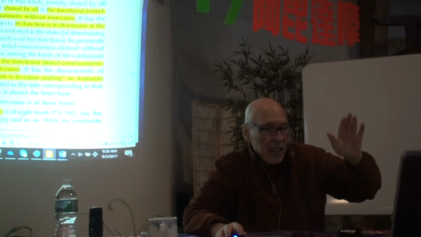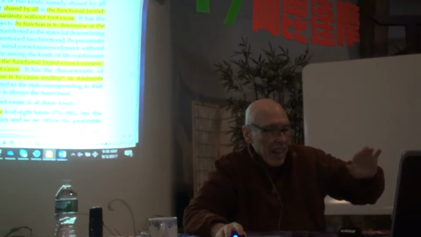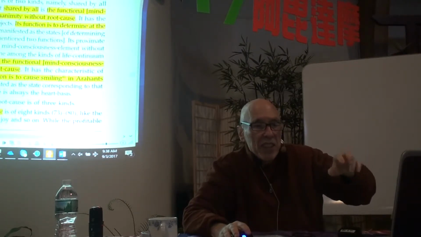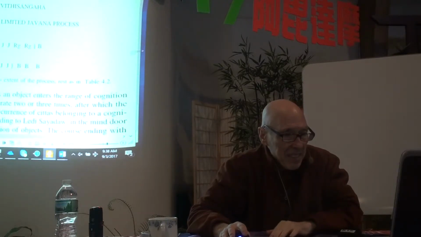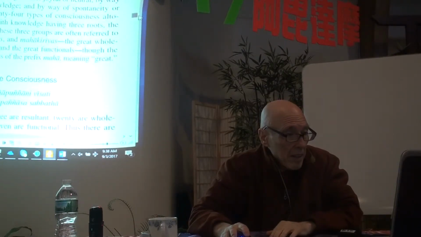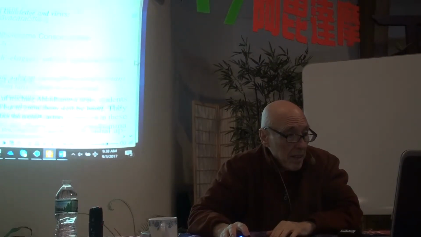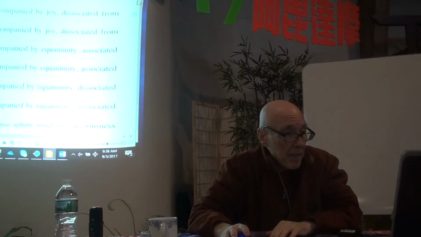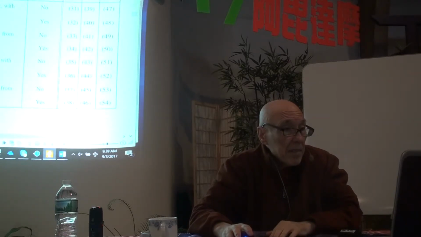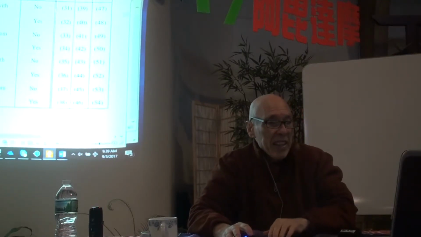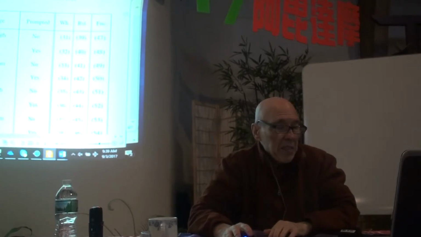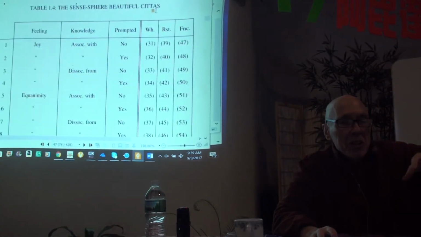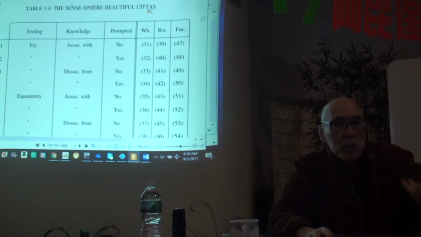In the sense sphere, there are 8 kinds, and these 8 kinds correspond to the 8 kinds of wholesome sense sphere consciousness. So let us look at the table. Okay, so again, the general title is the sense sphere beautiful cittas, because they're all considered to be beautiful because they have good roots.